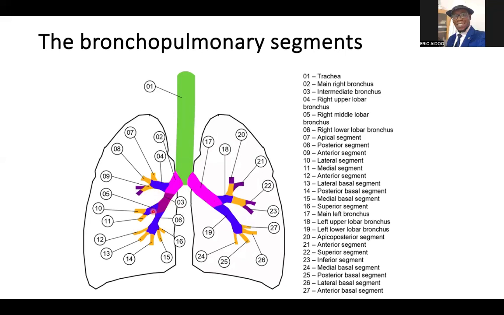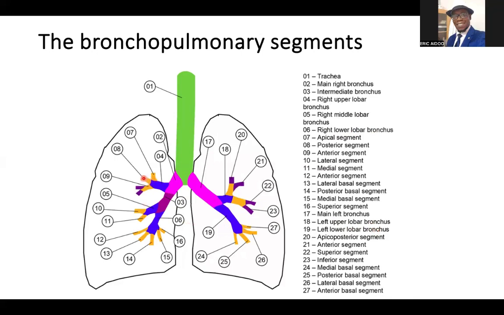Then we move to the blue ones. So 0, 4 will be right upper lobar. So we've now got into the secondary branches, okay, or secondary bronchi, or the lobar bronchi. So right, we said there will be 3 in the right one. So we expect to have 0, 4, 0, 5, and then 0, 6. So 0, 4 is right upper lobar, 0, 5 right middle lobar, 0, 6 is right lower lobar bronchus. Then we have only 2 in the left. So that will be 18 and 19. So that is left upper lobar bronchus and the left lower lobar bronchus.